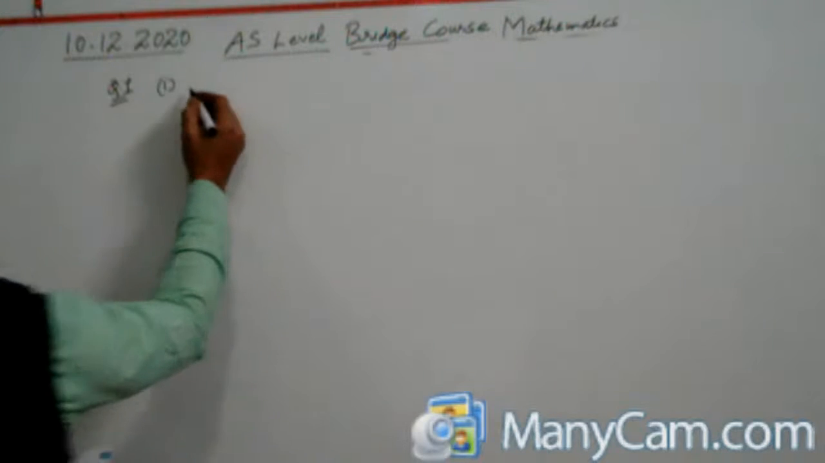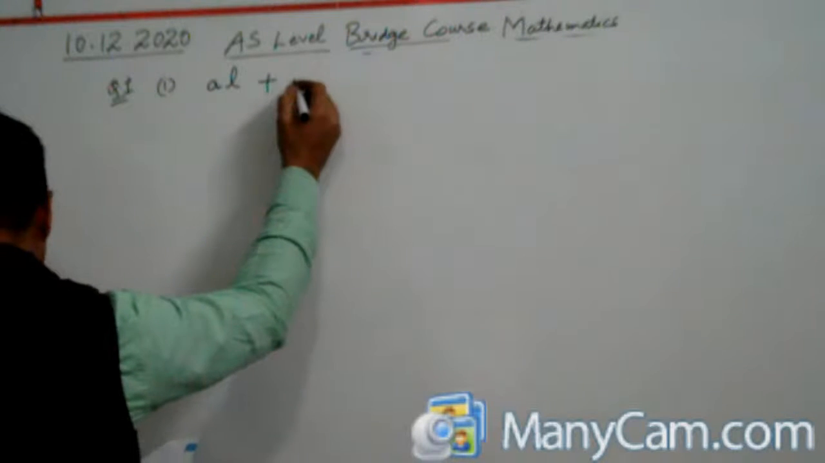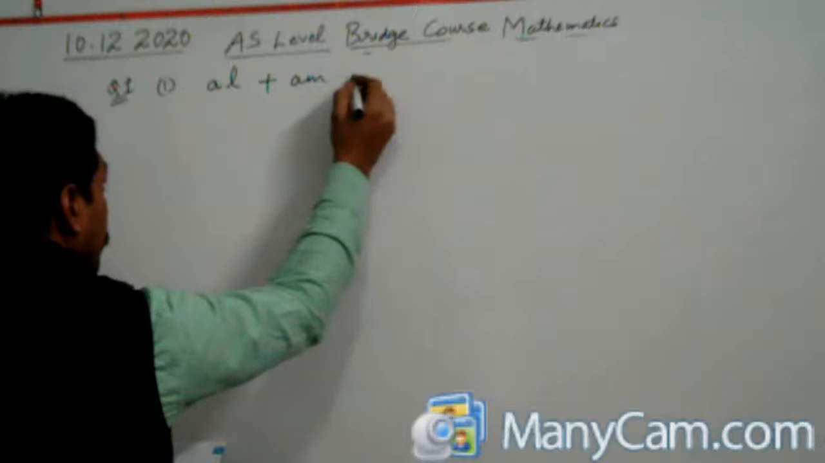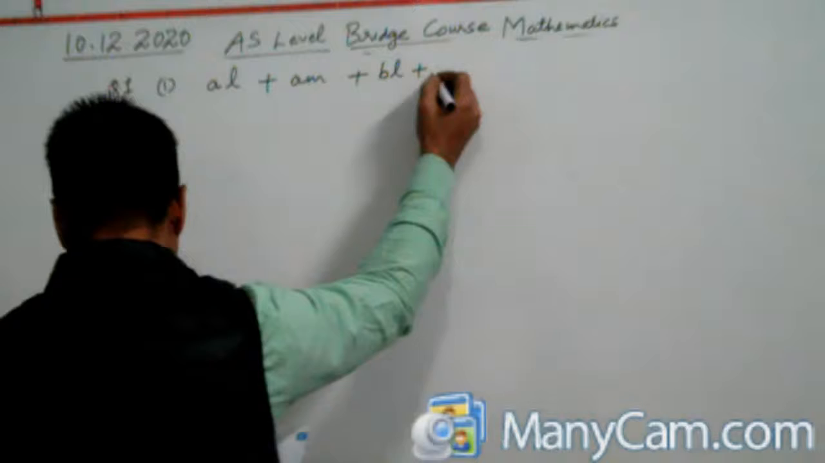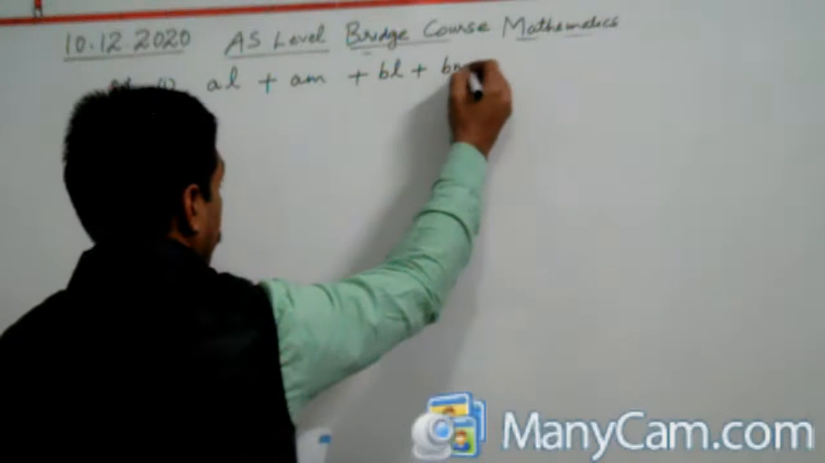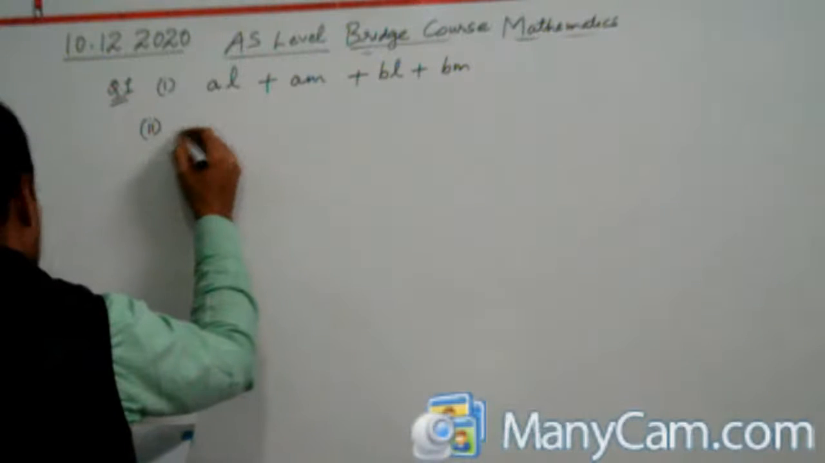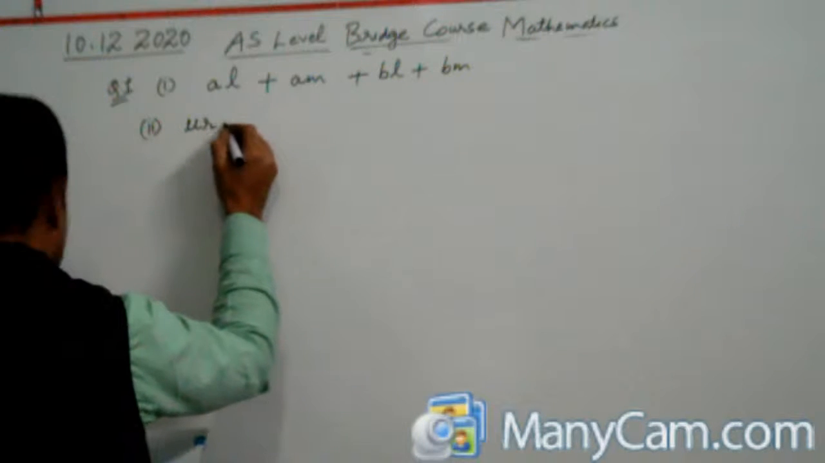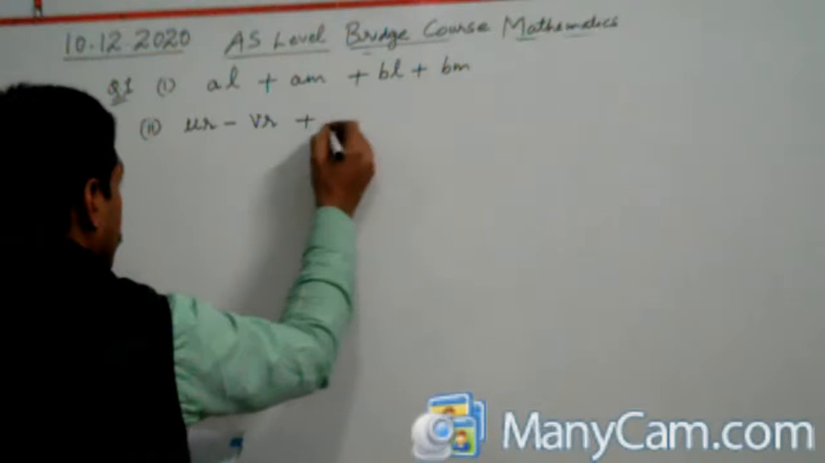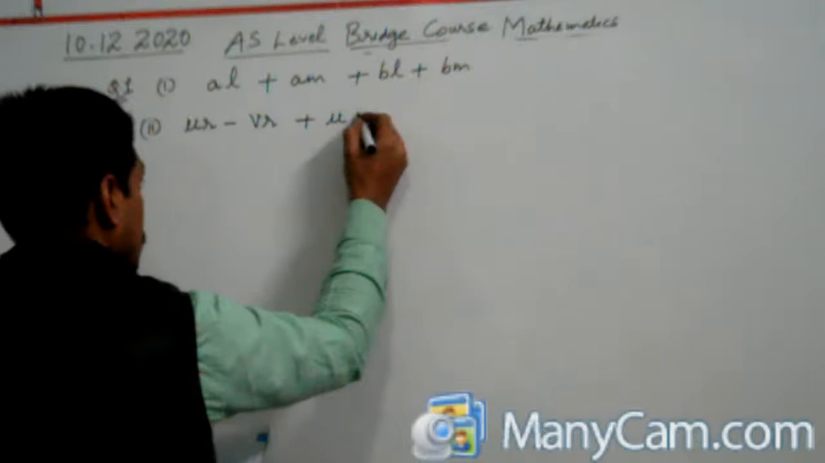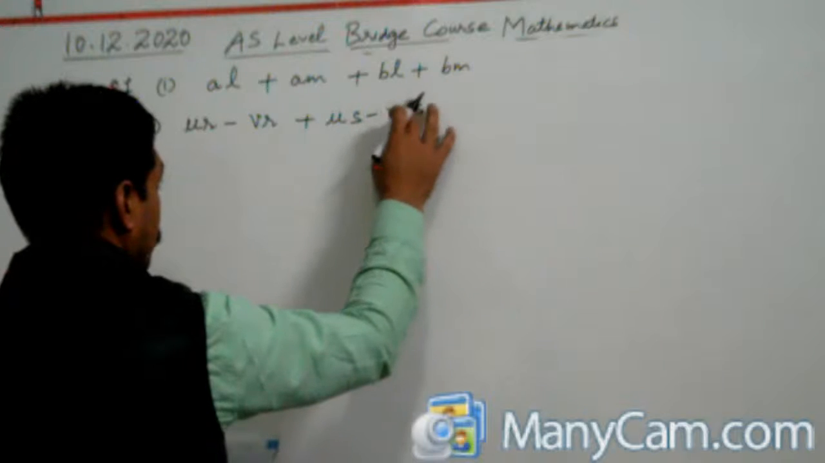Here we have al plus am plus bl plus bm. Second, ur minus vr plus us minus vs, right?